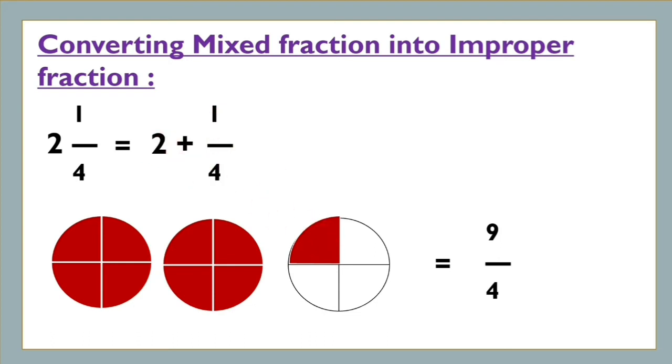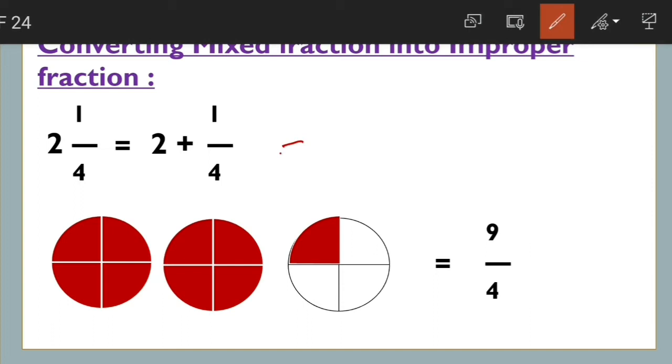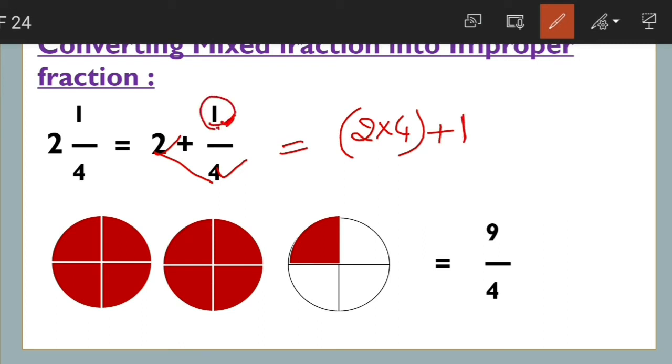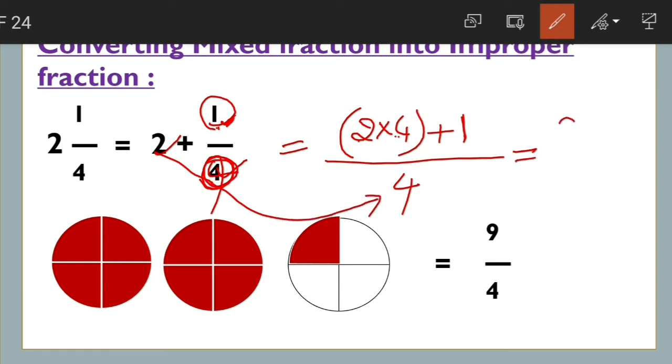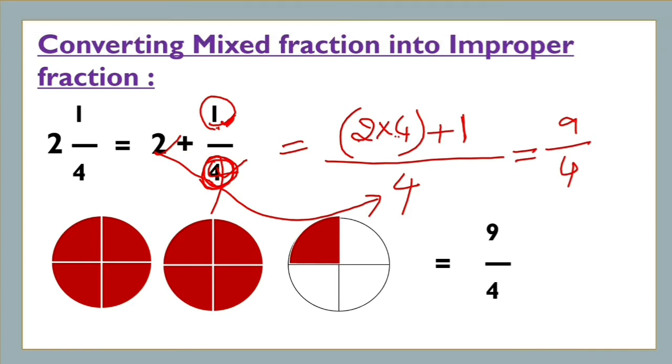So 2 into 4, just observe here. 2 wholes when divided into 4 parts, 2 into 4. So multiply this whole with the denominator, plus the parts we get from this fraction, that is the numerator. Add that one. So these parts we will get: 2 into 4, 8, 8 plus 1, 9. And each and every whole we are dividing into 4 parts, so the same 4 we will get here. What is the denominator here? That we will get here. So 2 4s are 8, 8 plus 1, 9, 9 by 4. Like this we can convert easily.